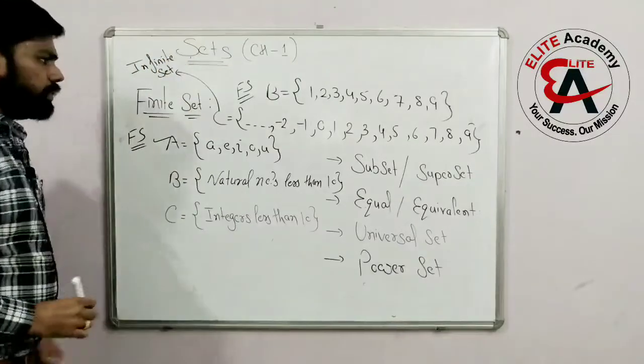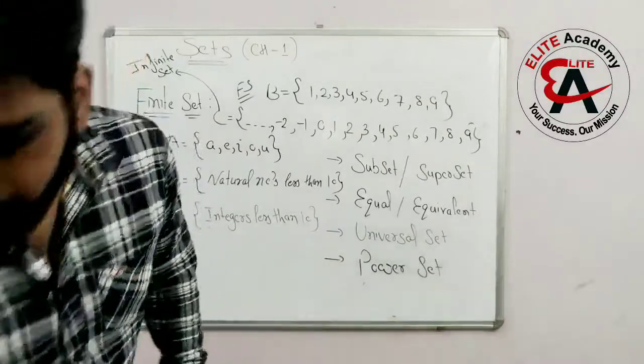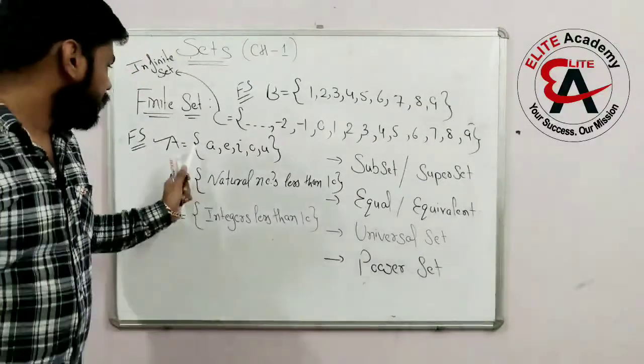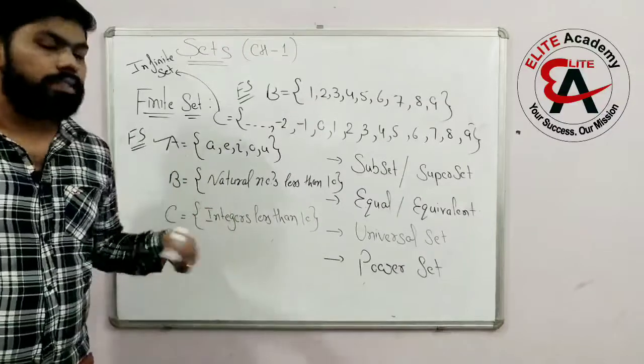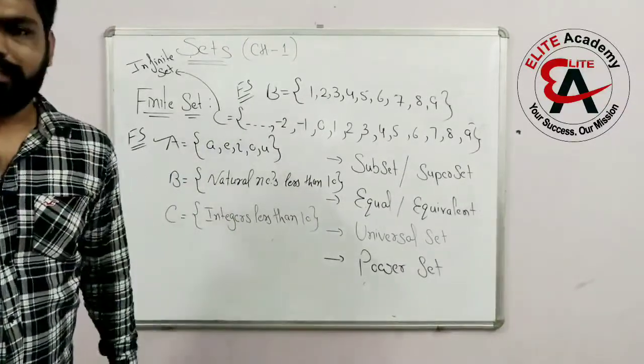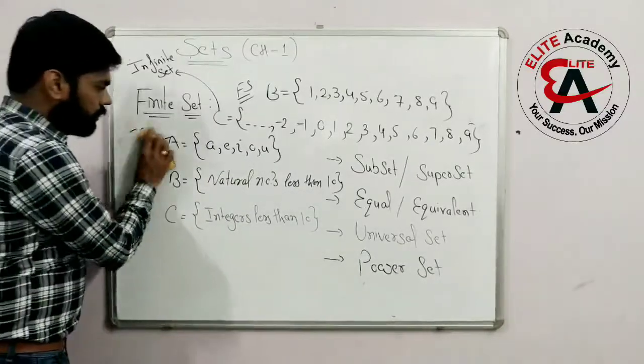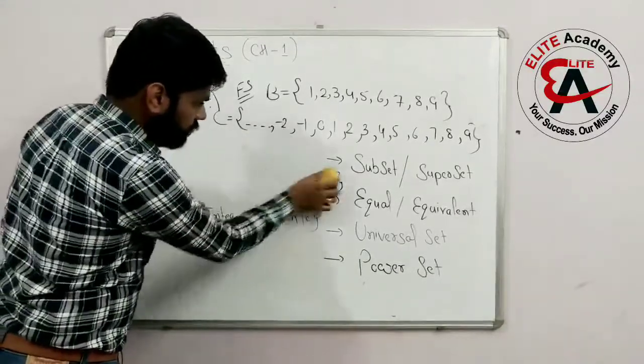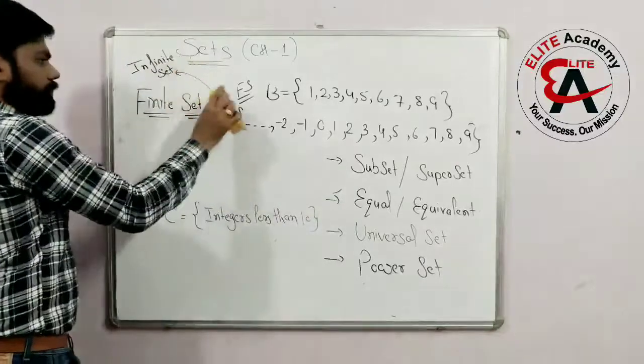So is that clear or not? Something which is countable is called a finite set, like A and B. Something which is not countable is called an infinite set. So it should be clear, children, what is a finite set and what is an infinite set.